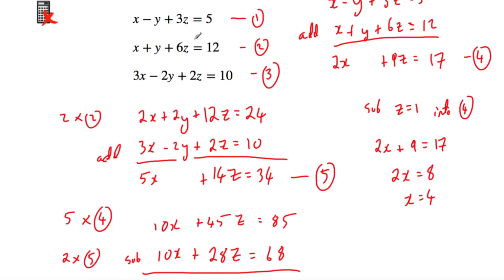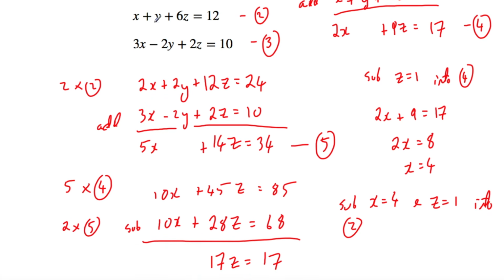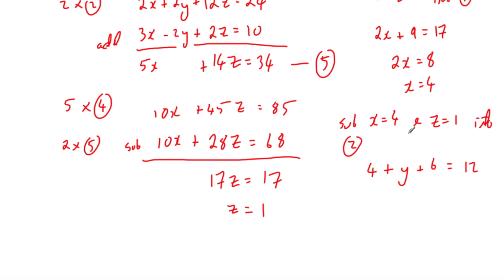Now let's substitute those into either equation 1, 2, or 3. Now I'm going to choose equation 2. So we're going to sub, I'm just going to write that down, x equals 4 and z equals 1 into equation 2. So let's do that. So equation 2 is x, well, x equal to 4, so you're going to have 4. And then we've got plus y, well, that's still y. And then we had 6z, well, 6 times 1 is equal to 6, so plus 6 is equal to 12. So that's fantastic. We now solve this equation. 4 plus 6 is equal to 10, so we have 10 plus y is equal to 12. And then if we take 10 away from both sides, we get that y is equal to 2.